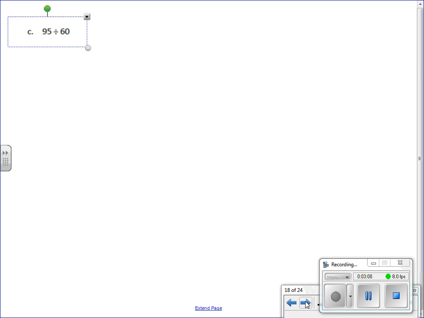Okay, the next one. We've got 95, and we're going to divide that by 60. In looking at this one, there's not really a great estimate. So it sounds weird, but I'm going to round to 60, and I'm going to round my 95 to 60. And 60 goes into 60 once. So not a great estimate, but it'll help us a little bit to realize that it should only be going in about one time.